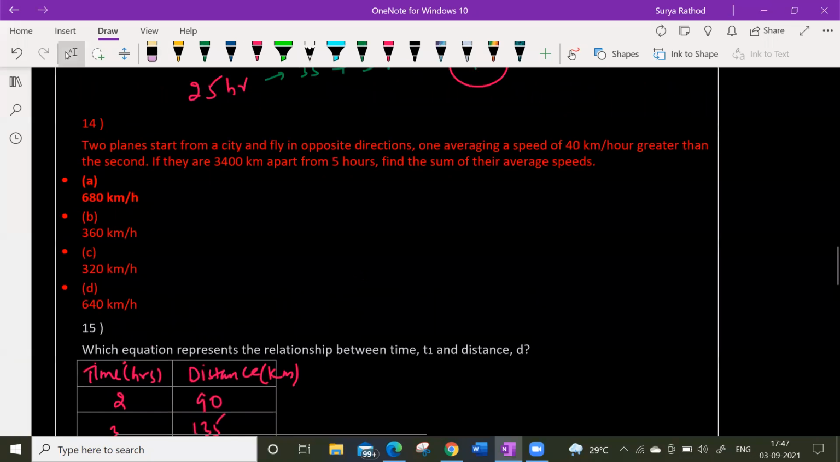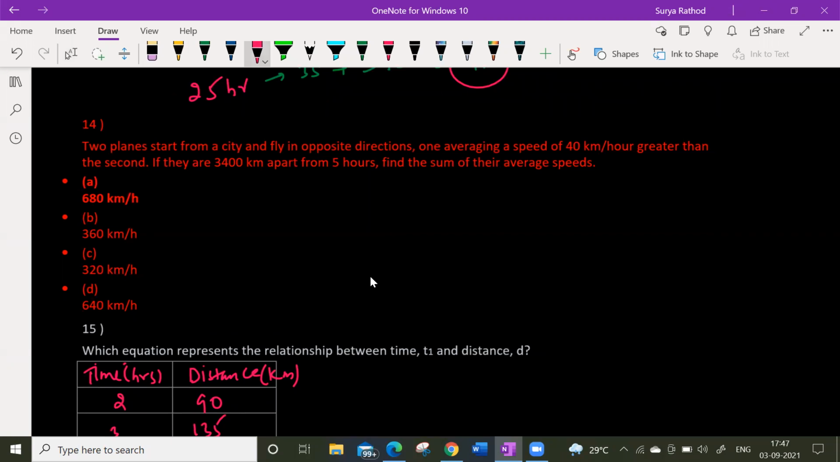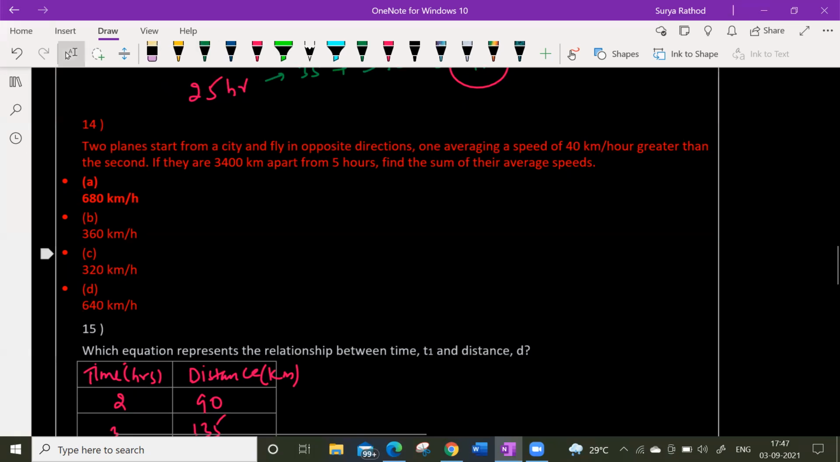Make it fast. What he has given here: two planes start from a city and fly in opposite directions. The first averages a speed 40 km/h greater than the second. If they are 3,400 km apart after 5 hours, find the sum of their averages, please.